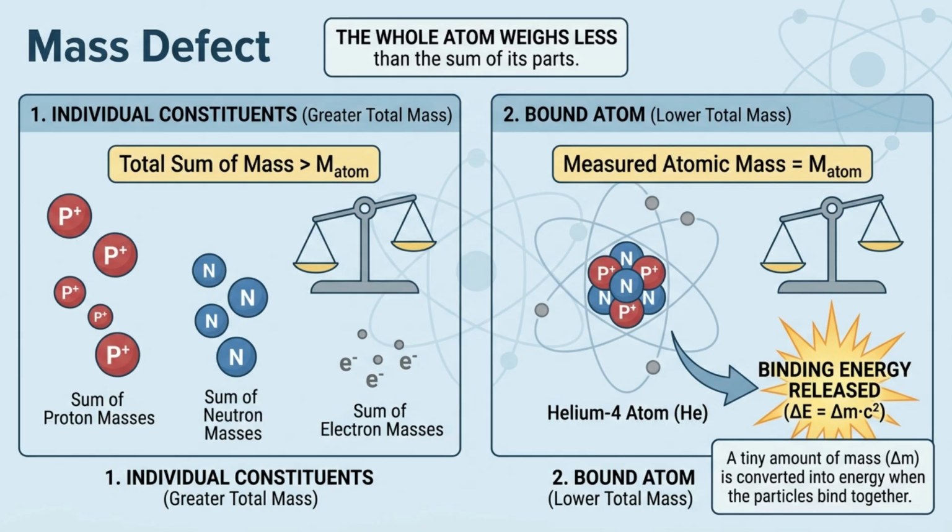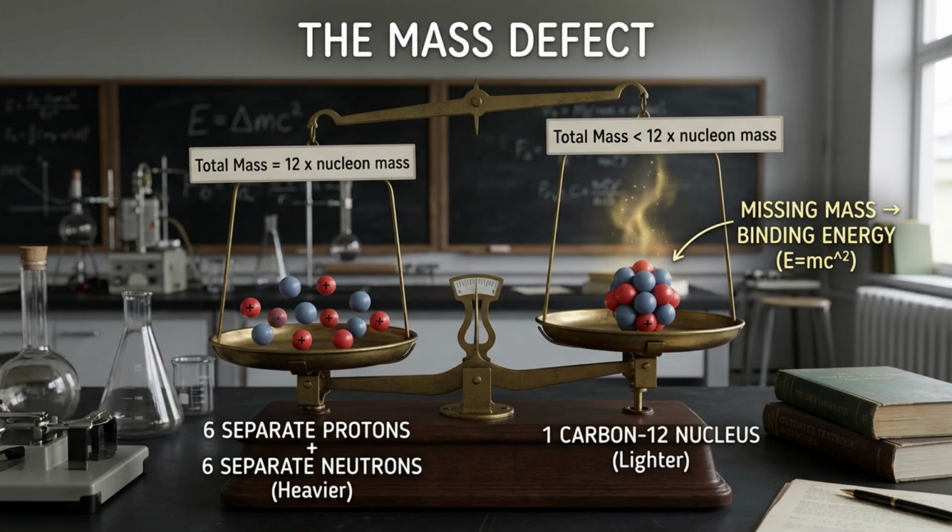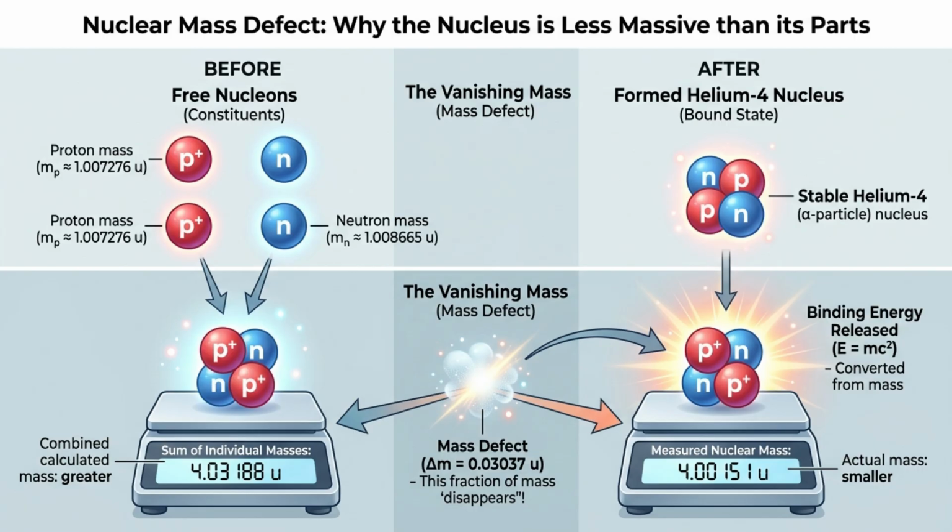This is very unusual. To really picture this bizarre phenomenon, the mass defect, imagine a scale with 6 separate protons and 6 separate neutrons on one side. On the other side, you have a carbon-12 nucleus made of those exact same 12 particles. The separate particles weigh more than the finished nucleus, so mass is gone. A small fraction of the mass disappeared when the nucleus is formed.